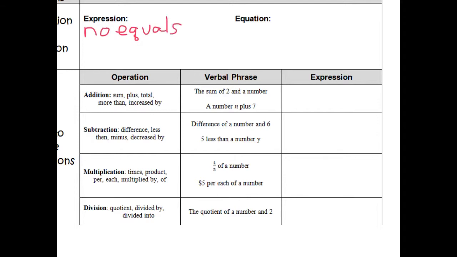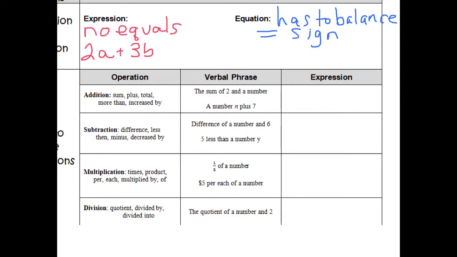a situation. For example, if you're going to the grocery store and you want to buy 2 apples plus 3 bananas. So you're going to buy 2 apples and 3 bananas. There's the expression to represent your trip to the store. An equation, on the other hand, has to balance. So there's going to be an equal sign in it. So it has an equal sign.